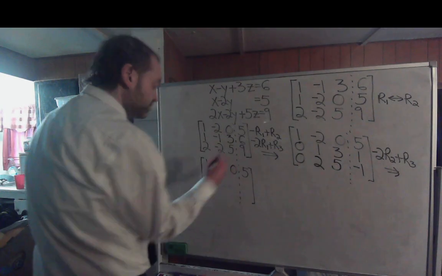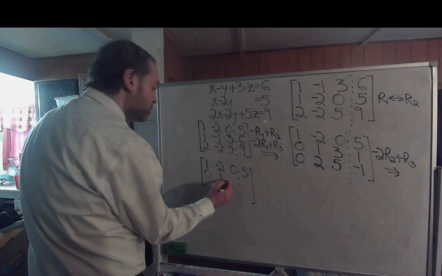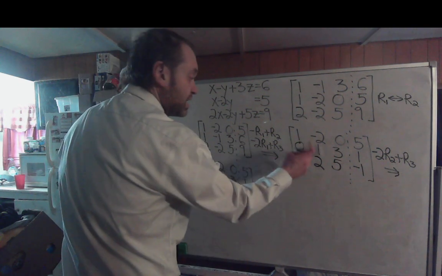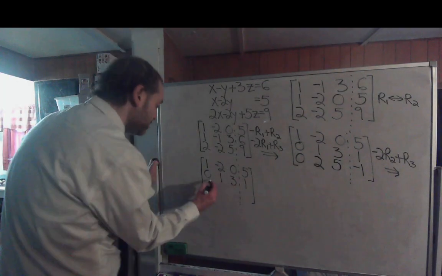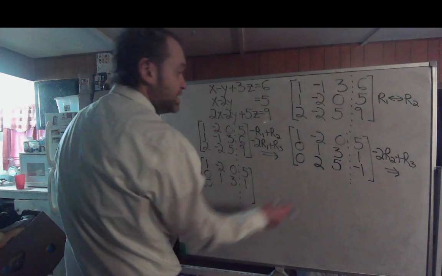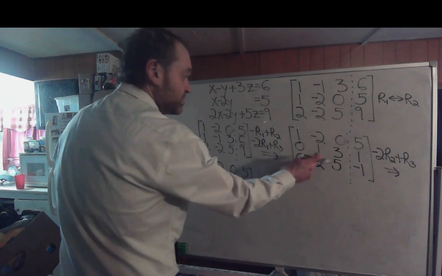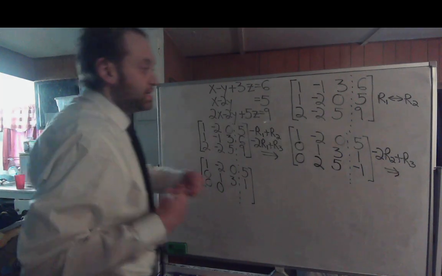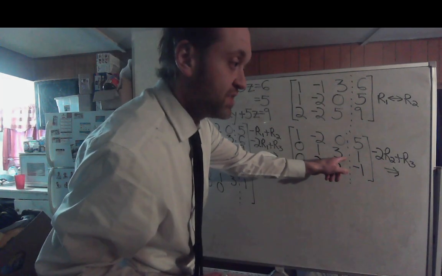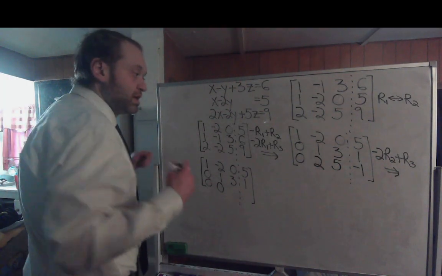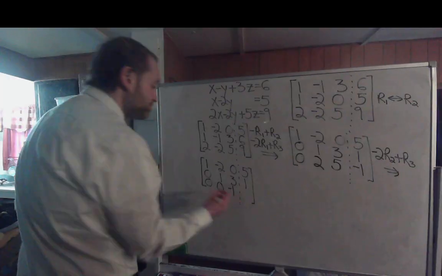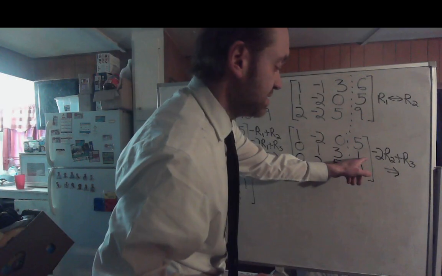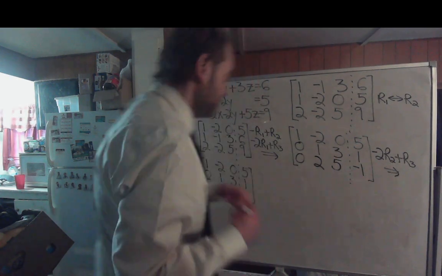Alright, let's see. Leave row 2 alone, 0, 1, 3, 1. Alright, -2 times 0 is 0, plus 0 is still 0. -2 times 1 is -2, plus 2 is also 0. Alright, -2 times 3 is -6, plus 5 is going to be -1. -2 times 1 is -2, plus -1 is -3.